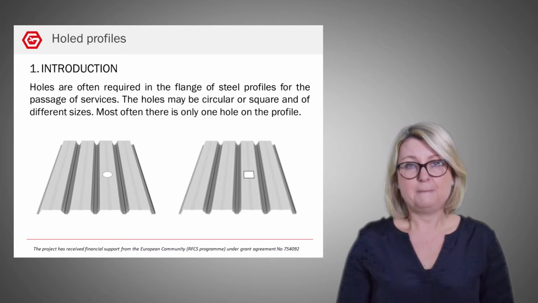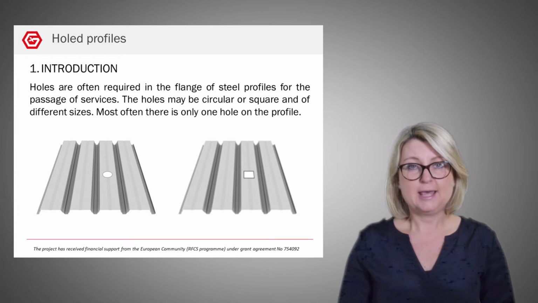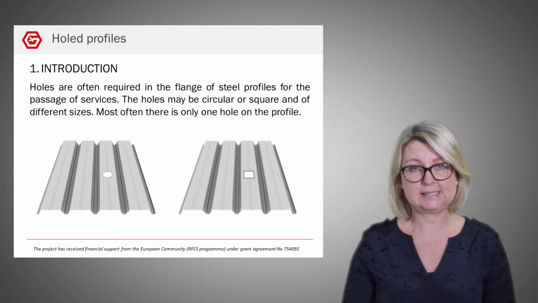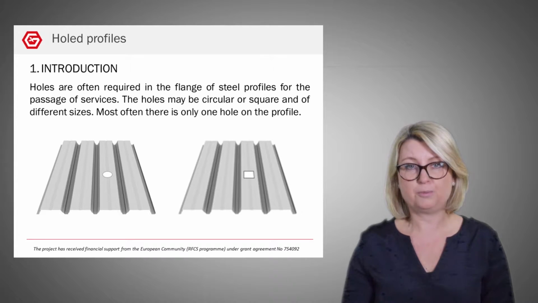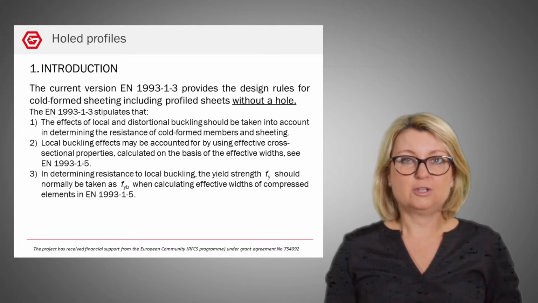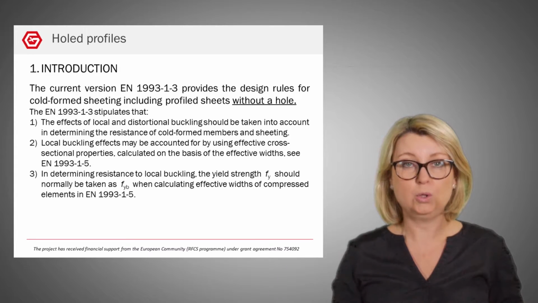The holes may be circular or square, as you can see on the pictures. They may be of different sizes. Generally, there is only one hole in the profile. The design rules for profiled sheeting without a hole are provided by the current version of the Eurocode 3 Part 1-3.